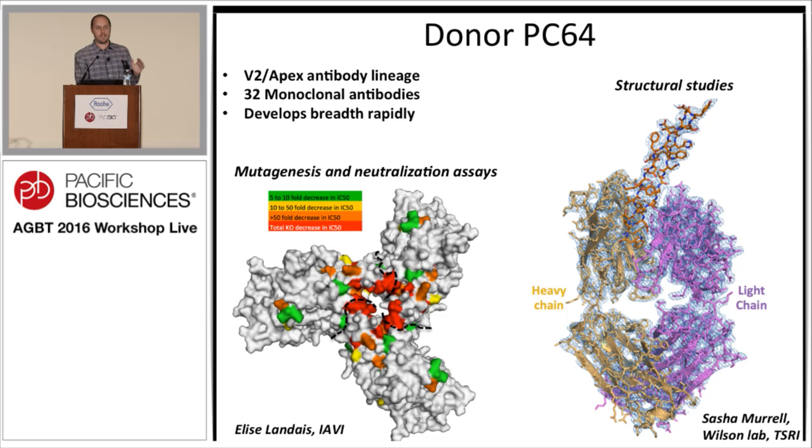And this donor is quite exciting because it develops breadth early on in infection, which means that these antibodies don't need to mature that far, which is important. And I think this is only the second apex antibody donor that's been followed since initial infection in the literature. So it's really exciting to see whether you see the same patterns in both of these donors, because anything repeatable is, of course, more exciting.